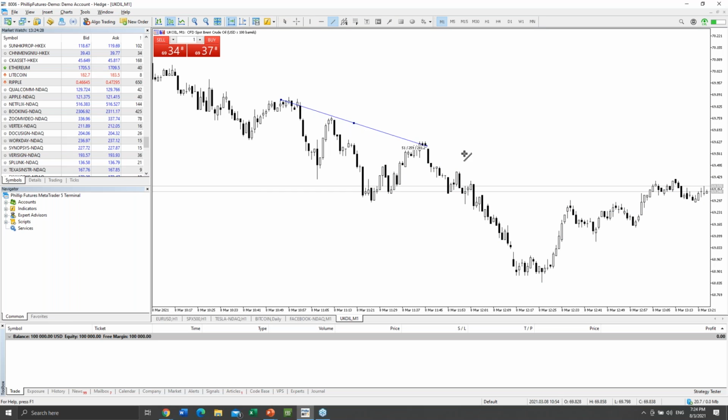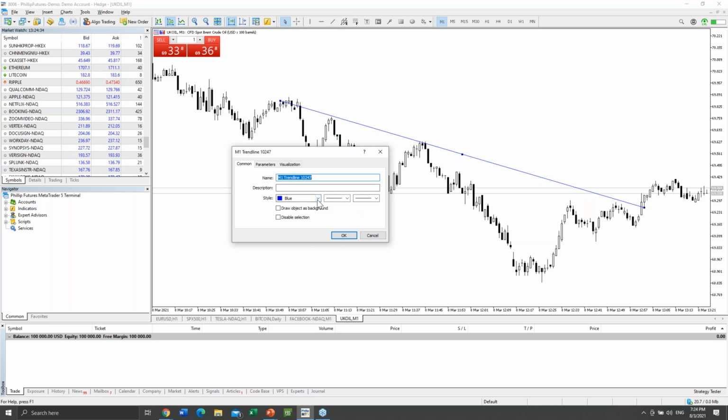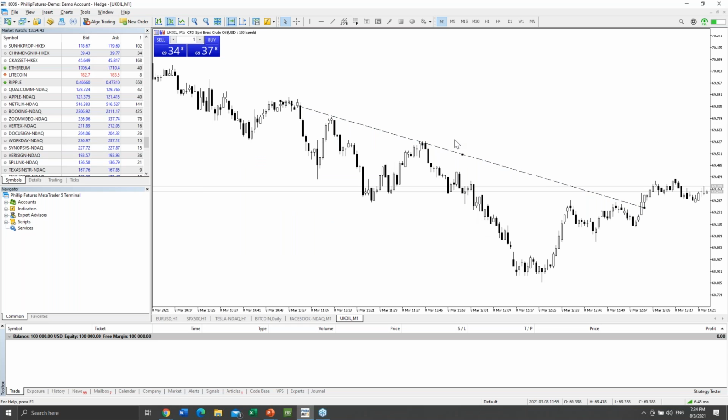And beyond that, you can also customize the view of this by selecting right click, properties. You can change the color, thickness, and the pattern, and you can see a dash instead as well. So that is the drawing tool.